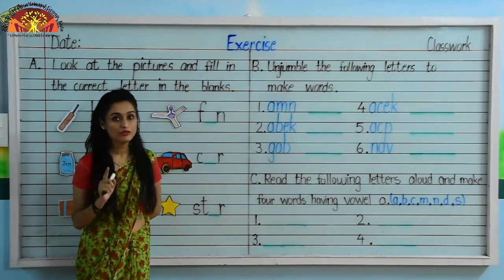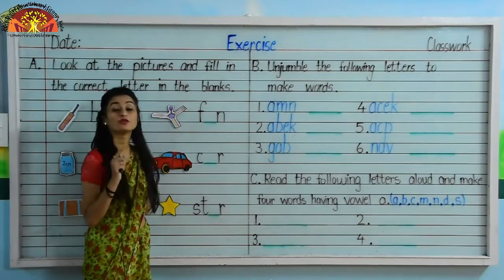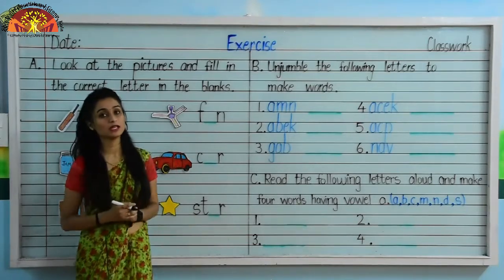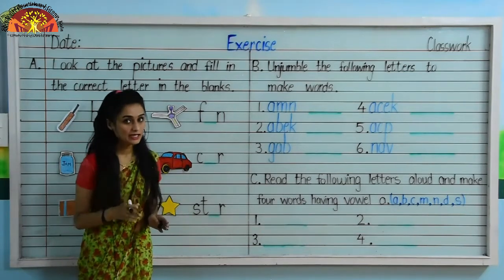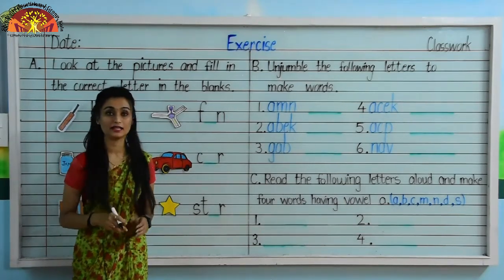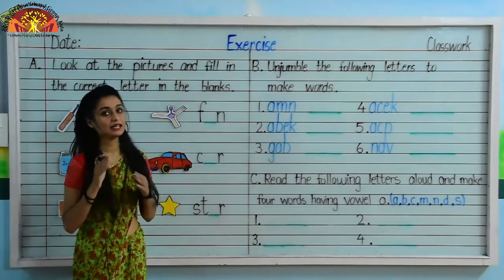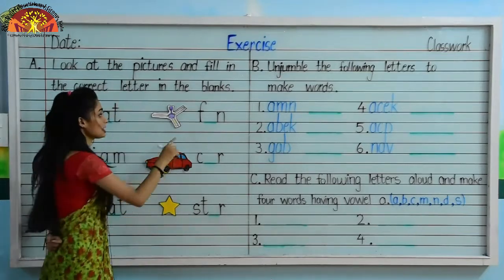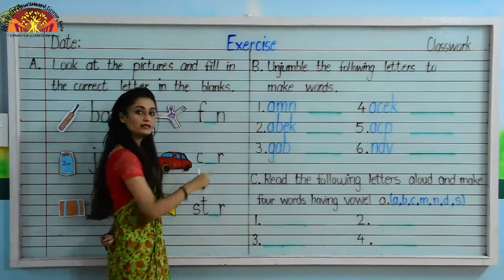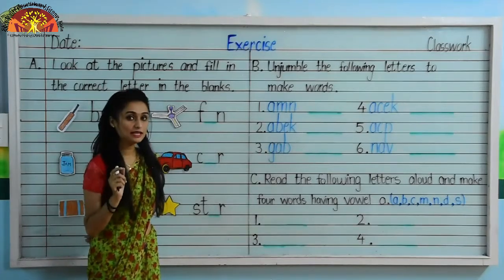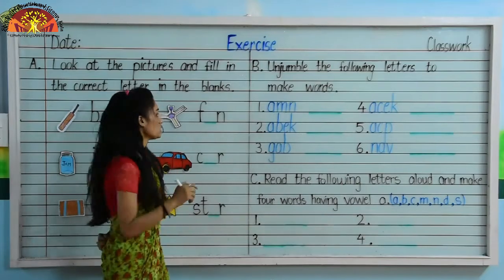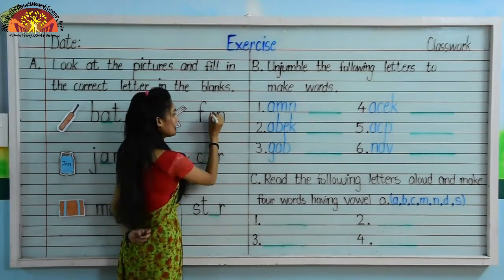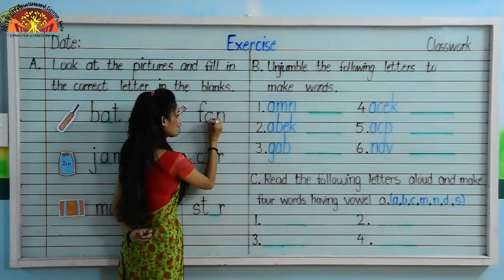This is a fan. And what is the spelling of fan, kids? The spelling of fan is F-A-N. Fan. So here F and N are already given. Which letter is missing? A. Letter A is missing. So we have to write letter A in this blank.